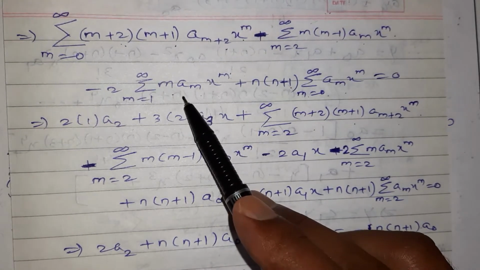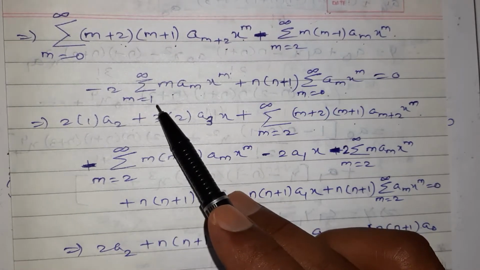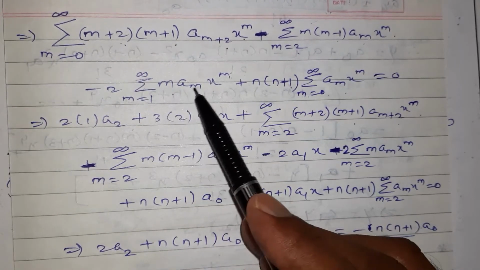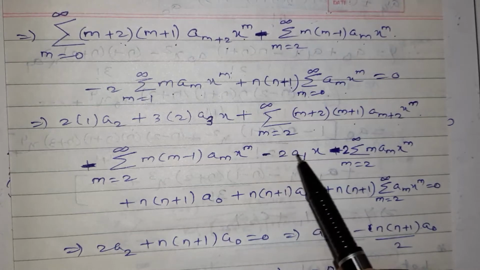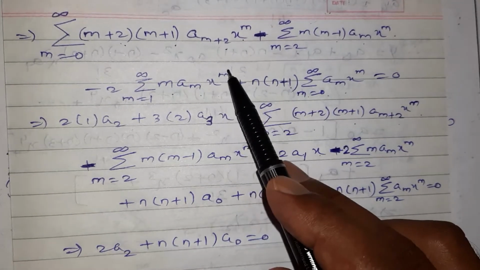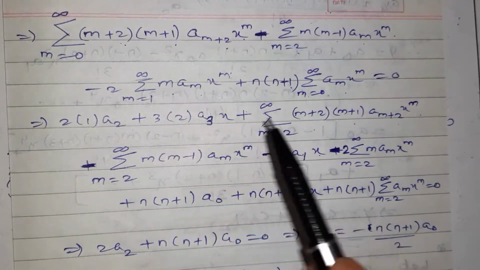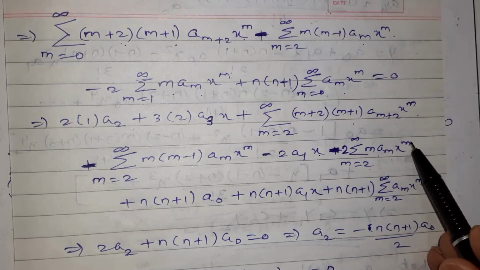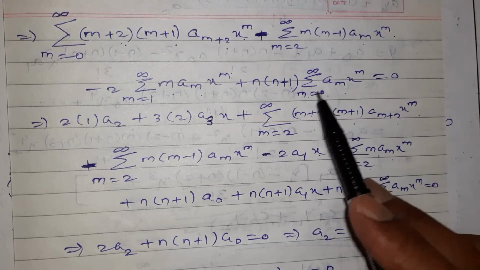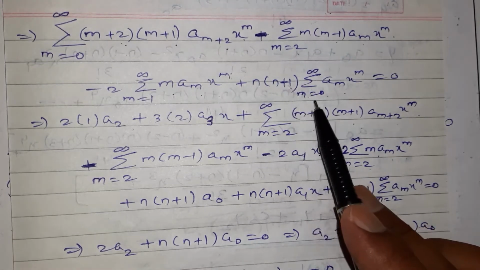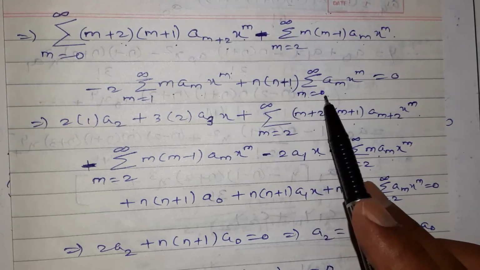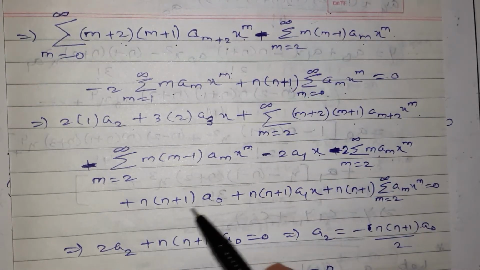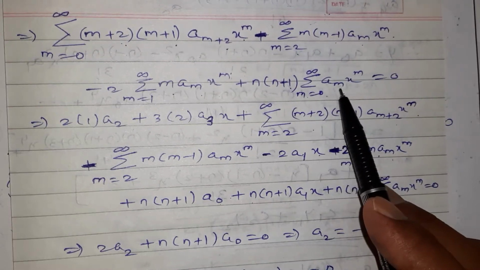Correct. Now the third term. In the third term, m starts from 1, so take that one term outside. Put m equal to 1: 1 a1 and minus 2 there, so minus 2 a1 x raised to 1. And now m starts from 2 to infinity, so here minus 2, m equal to 2 to infinity, m am x raised to m. And for the last term, I have to start from m equal to 2, so 2 terms I have to take outside. Which are those? m equal to 0, a0, so n into (n plus 1) a0, plus, put m equal to 1.